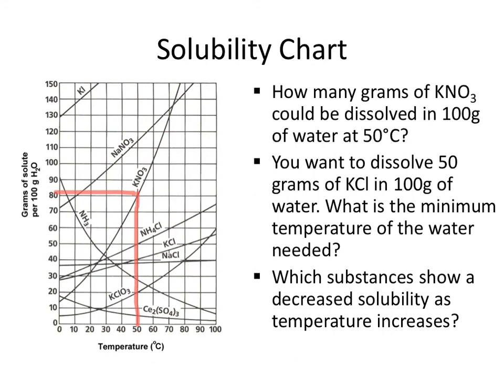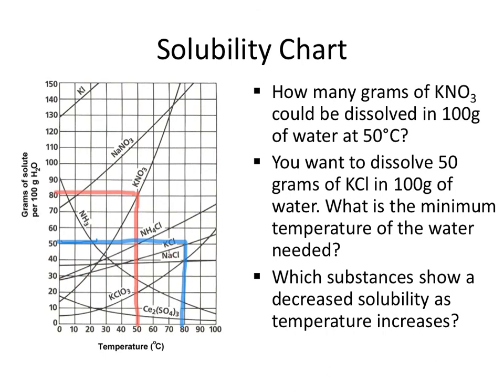Okay, so let's look at the next question here. You want to dissolve 50 grams of potassium chloride in 100 grams of water. What is the minimum temperature of the water needed? Okay, so we find our potassium chloride line, so that's right here. We're told we want to dissolve 50 grams. So we're going to go from 50 here to the potassium chloride line. And once we hit the potassium chloride line, we're going to drop down. So we're going to see that around 80 degrees Celsius, we would be able to start dissolving 50 grams of potassium chloride in 100 grams of water.